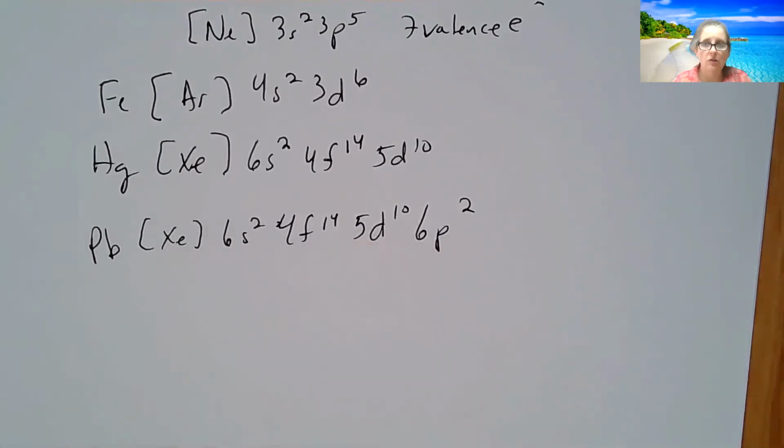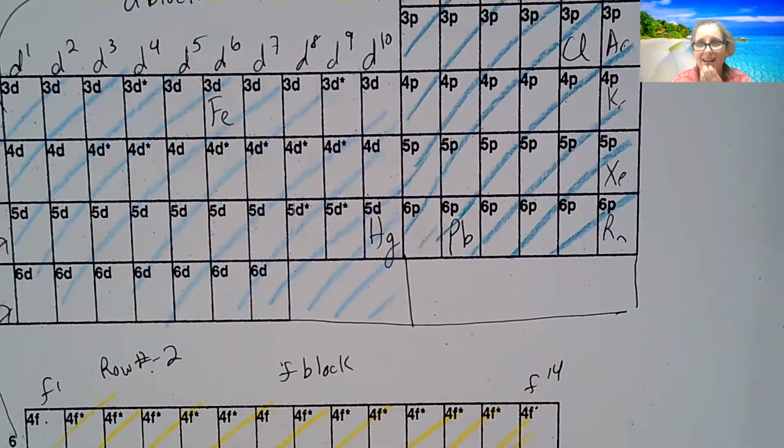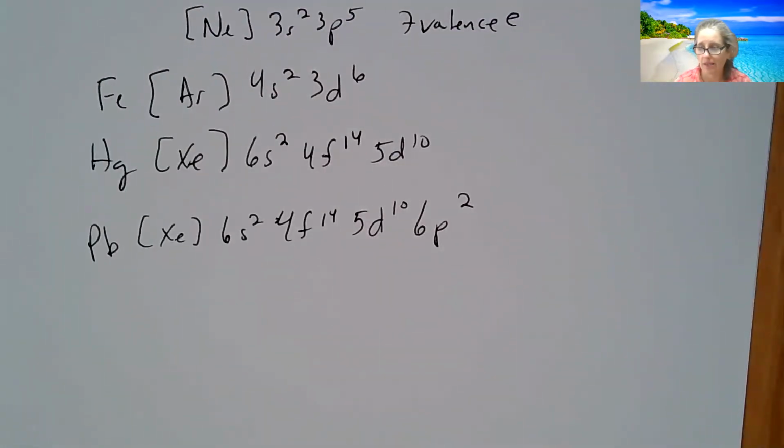So again, if you could do any of those that include the F's, those are going to be probably the most complicated ones that you're going to see. Okay. Again, use your Flynn periodic table to do some extra practice.